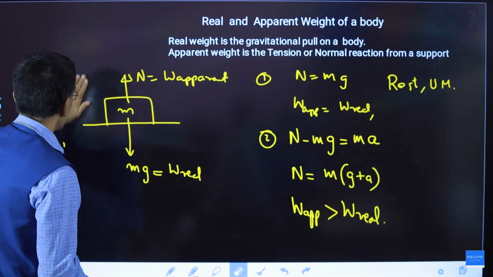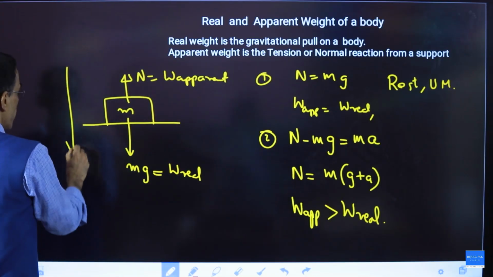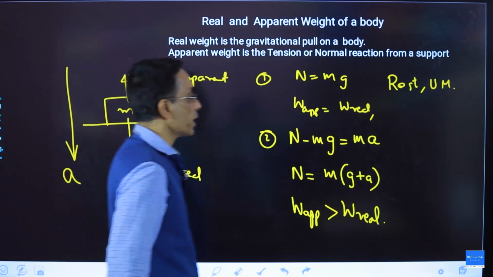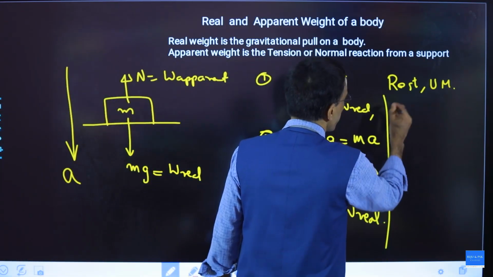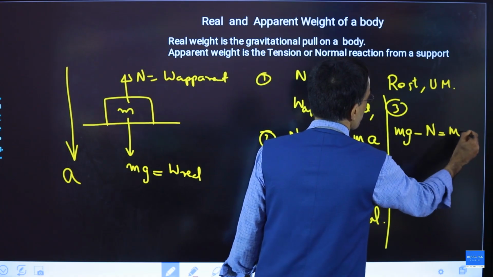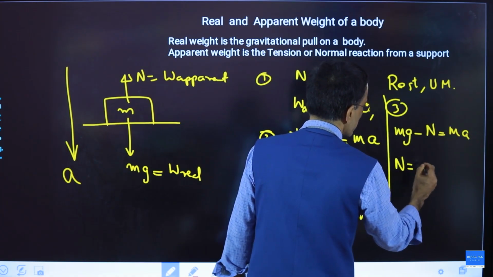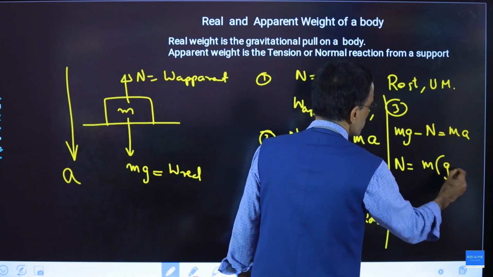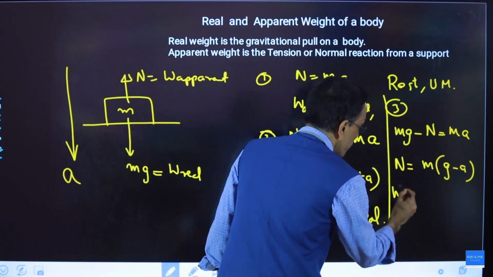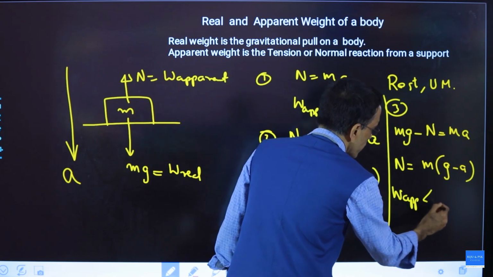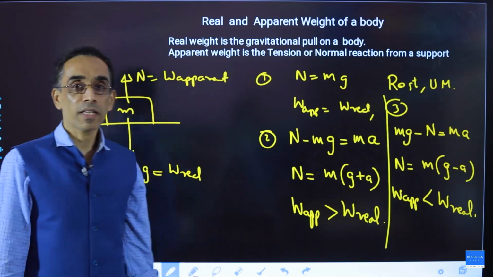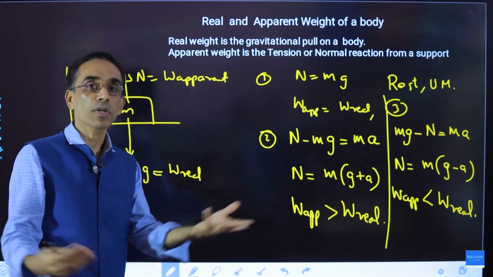Now the reverse. What will happen if the body is accelerating downward? Then third case, downward force must be greater. So that means mg minus N must be equal to m into a. And what is N? The normal reaction will be equal to m into (g minus a). And we can see this is the apparent weight, W apparent, and that is less than the real weight. So will you ever feel lighter? Yeah, of course. If you are accelerating downward, you will feel lighter.